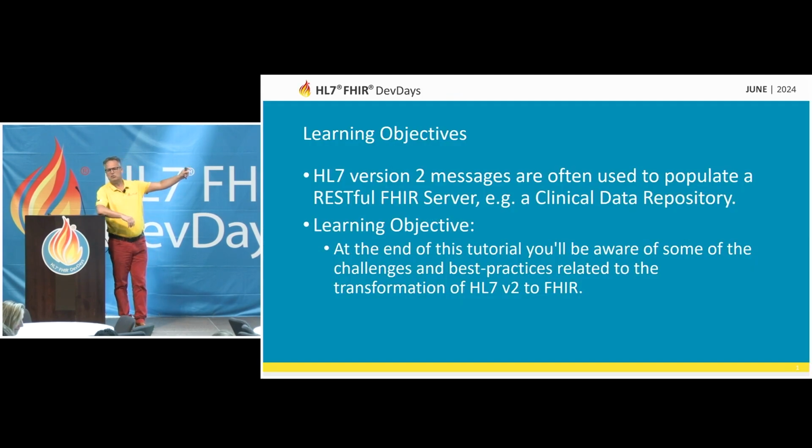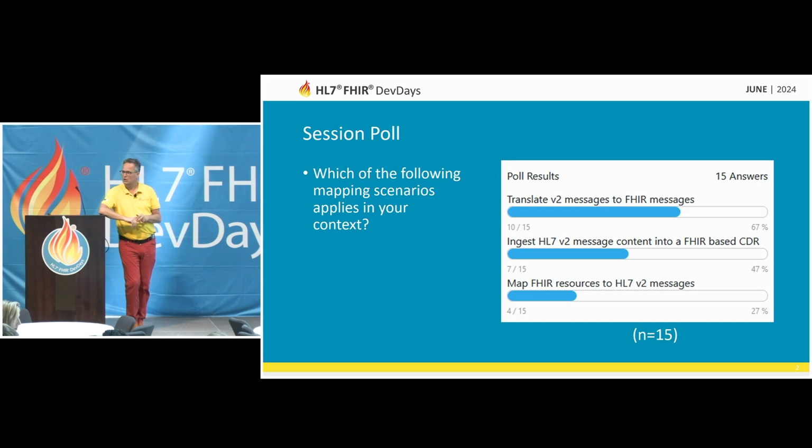So the learning objectives are to learn some of those issues that you encounter when you translate HL7 version 2 to a CDR. There are multiple possible scenarios here, and I actually had a poll up for this session where I asked, okay, what sort of a translation are you aiming to do? And it turns out, and that's actually a bit of a surprise to me, but it is by far the easiest option, is to translate version 2 messages to FHIR messages.